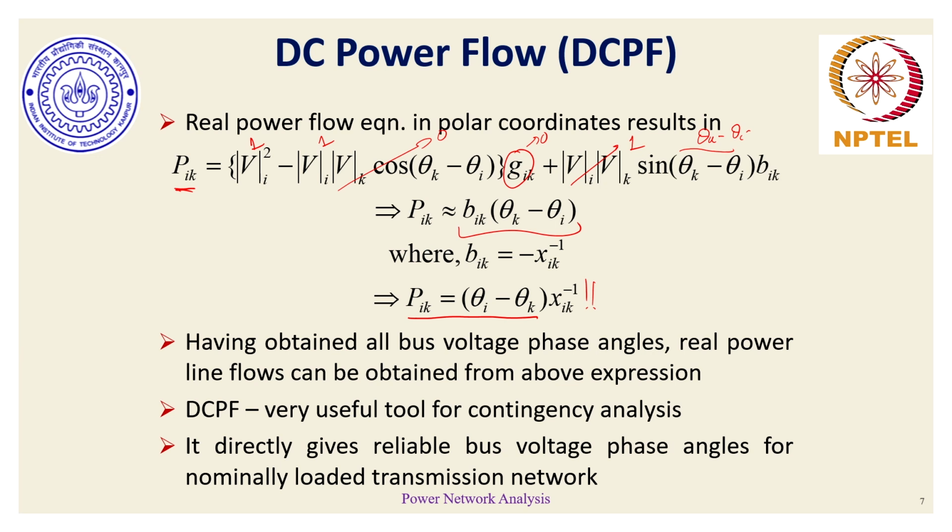So once we get our voltage phase angles, we can put in those numbers here and get the corresponding real power flows also. DC power flow, as an extended version of the fast decoupled method, also serves as a very critical tool for fast contingency or security analysis. It basically gives reliable bus voltage phase angles for nominally loaded or lightly loaded transmission networks, whose voltage profile is almost equal to 1. All buses have similar voltages. Line flows are much smaller.